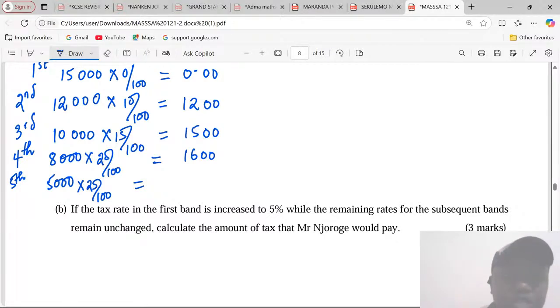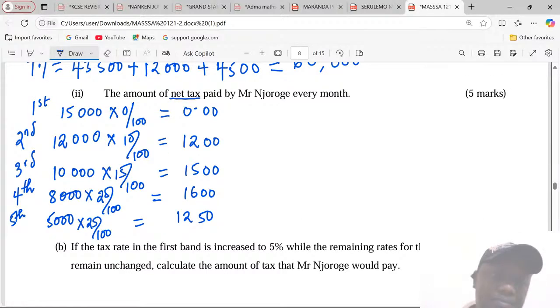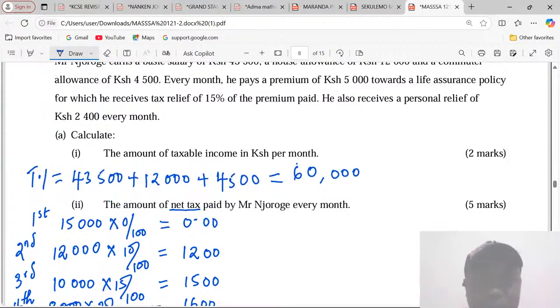This is going to be 1,250. I hope that one is well computed. 5,000 at 25 over 100. Yeah, 1,250. Those are the taxes up to the fifth bracket.